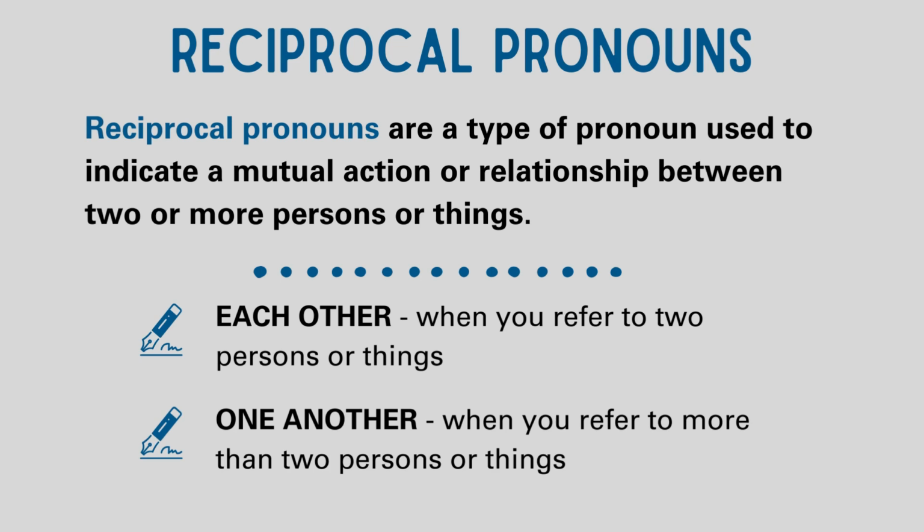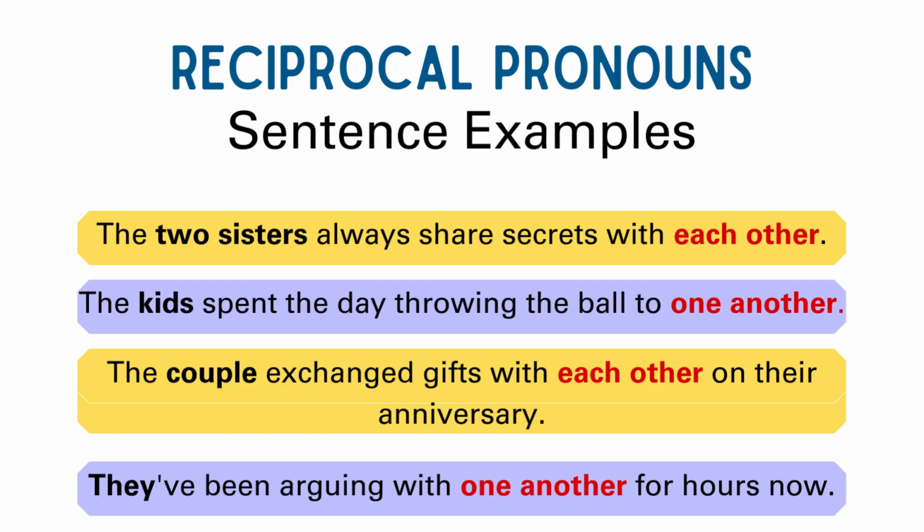The only difference is that you use each other when you refer to 2 persons or things, and one another for more than 2 persons or things. That's basically the only rule to keep in mind. How do we use them in a sentence? Let's have a look here.